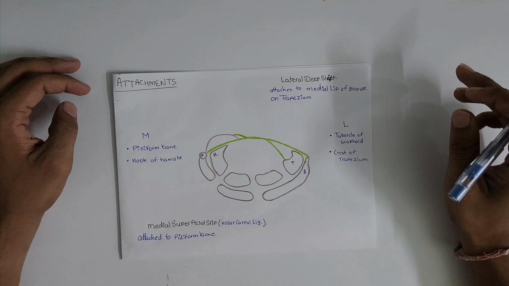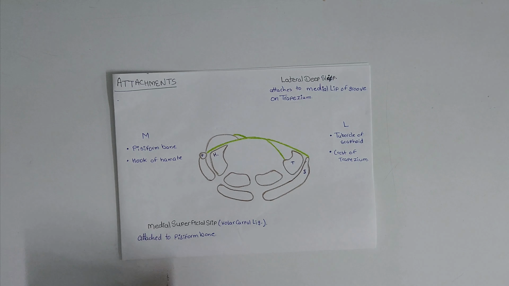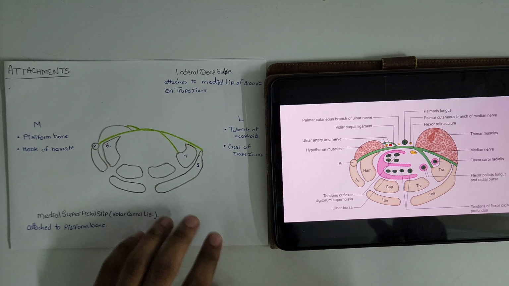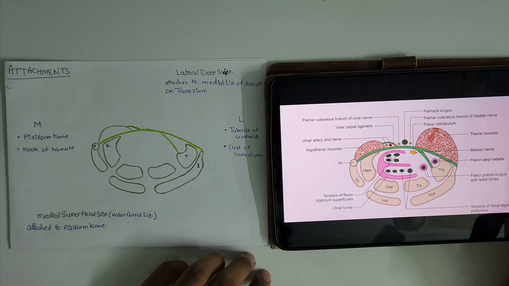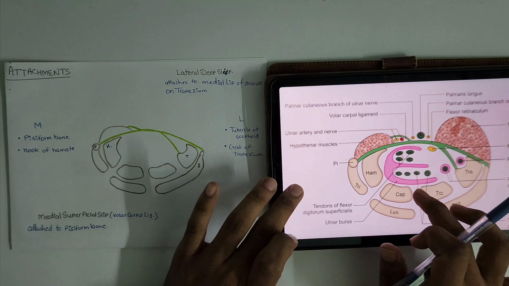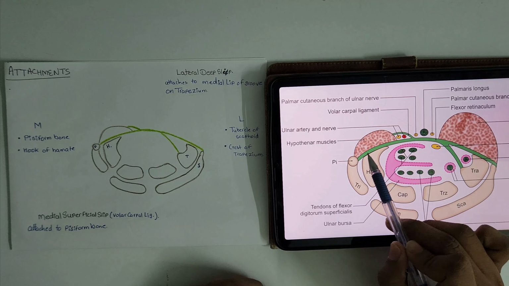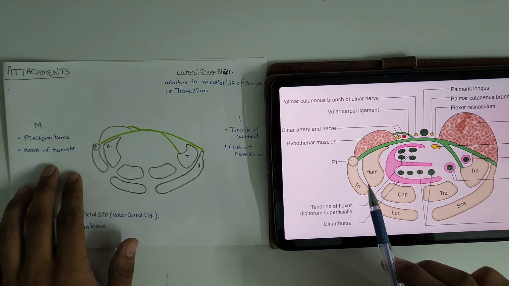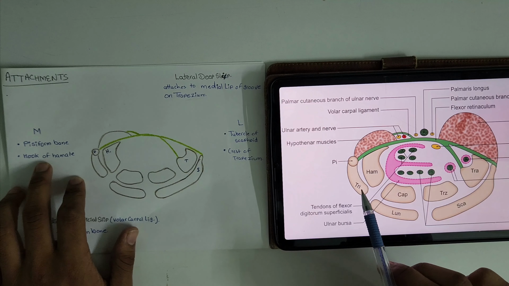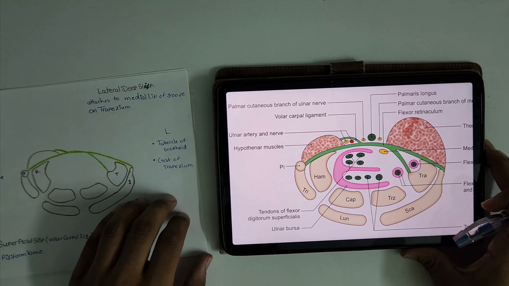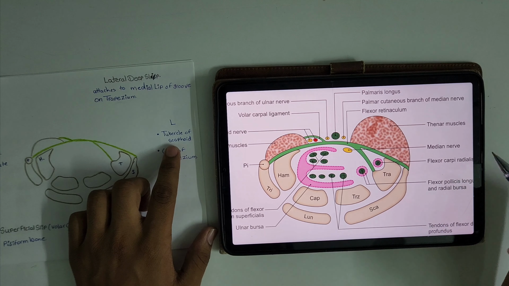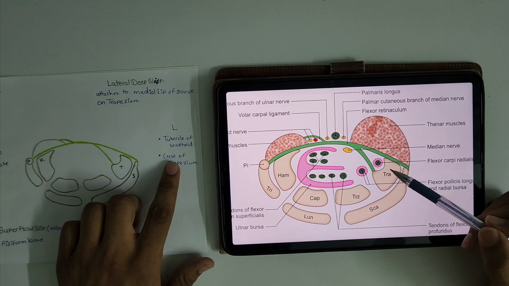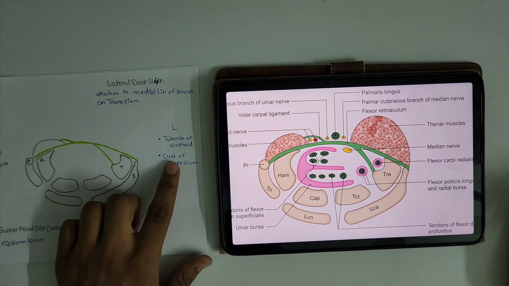Now covering the attachments. Showing you this diagram, which I have taken from BDC. Here this is medial side, here lateral. So medially, this fibrous band, which we are calling flexor retinaculum, is attached to the pisiform bone and hook of hamate. Laterally it is attached to the tubercle of scaphoid bone. This is our scaphoid bone, and the crest of trapezium. This is our crest of trapezium bone.